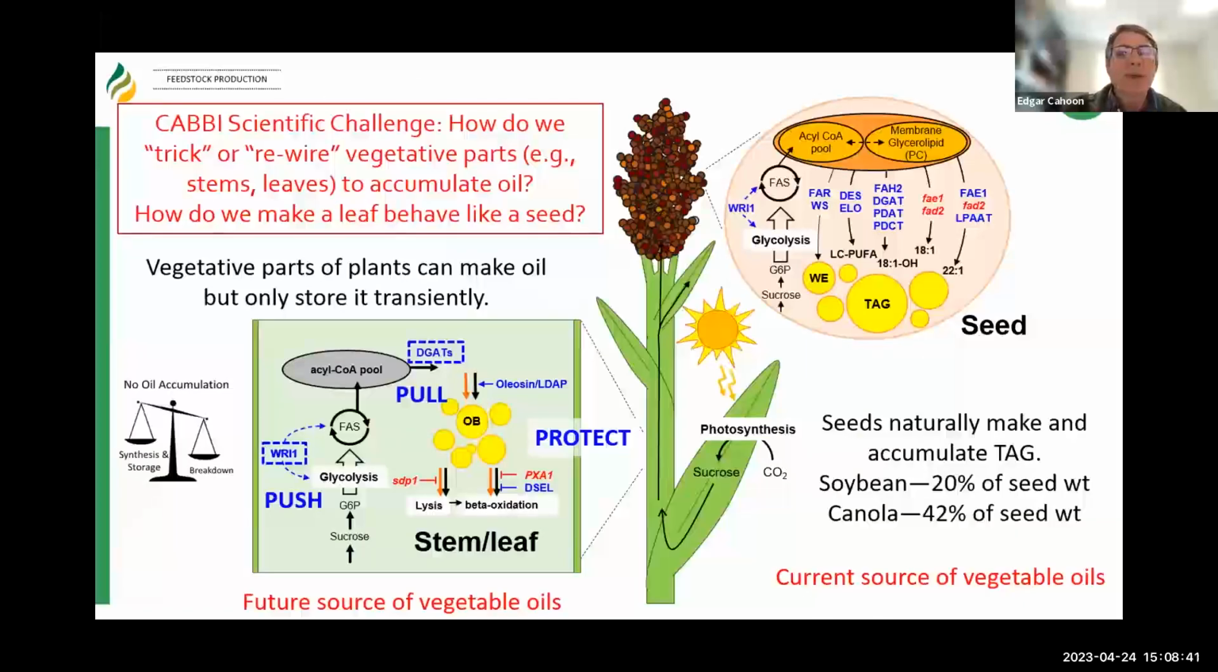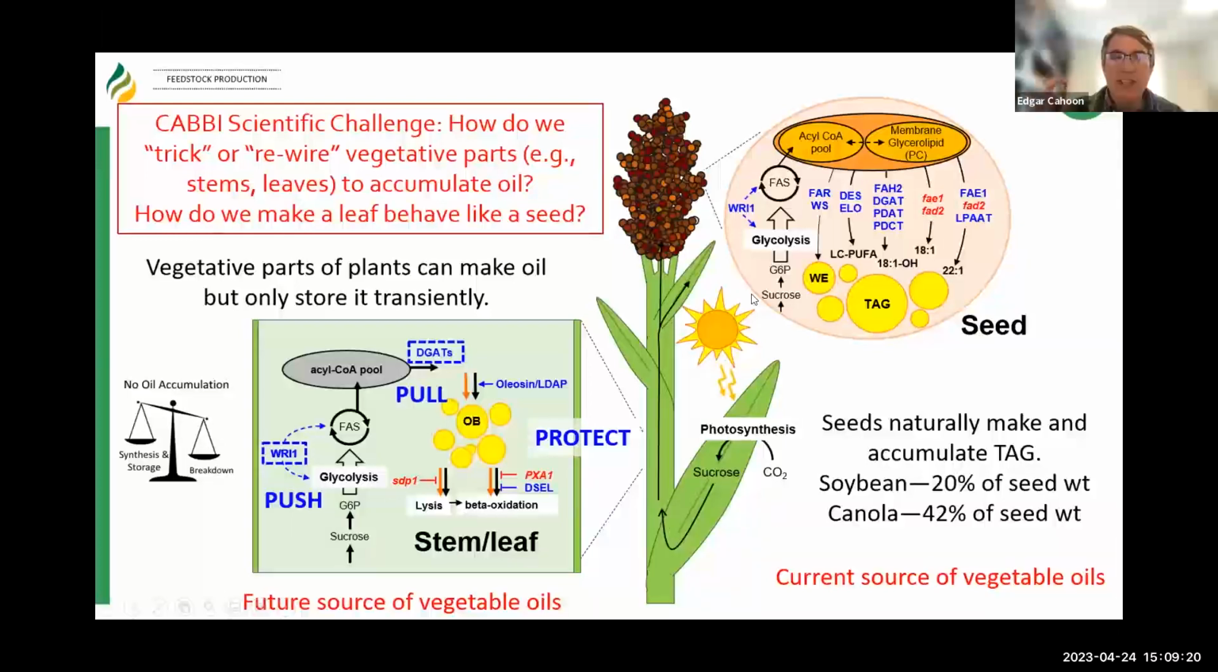And so we see in CABBI that the biomass crops are a particularly possible platform for producing more TAG for these uses like renewable diesel and sustainable aviation fuel. In nature, seeds are what accumulate oil in plants. In soybean seeds, 20% of the weight can be TAG. In canola, maybe 42% of the weight is TAG. This is our current source of vegetable oils. This is already well worked out. People are trying to increase the oil even more in these oil seed crops.